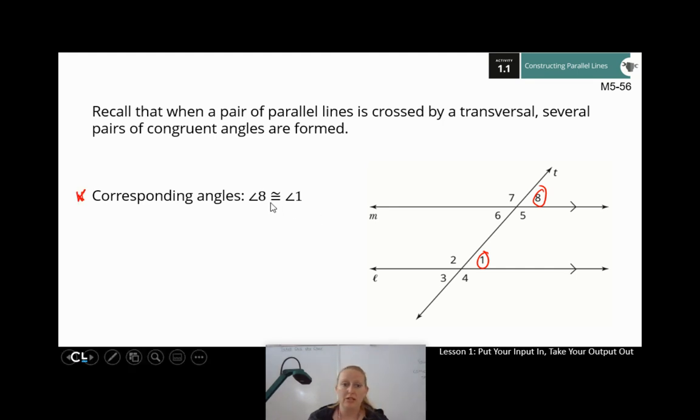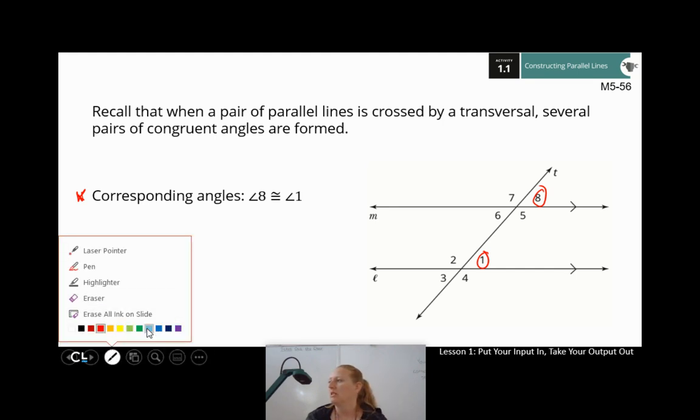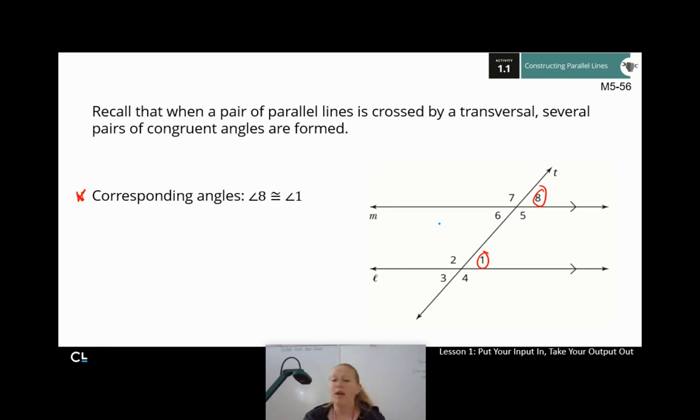But we have other kinds of angles that are also congruent to each other. I'm going to use another color just to help us see things a little better. Other kinds of angles, like what we call alternate interior angles, which is a mouthful, I get it. But we would say they're on alternate sides of the transversal, so opposite sides of the line, different sides of the transversal. And they're interior, so they're inside of our parallel lines.